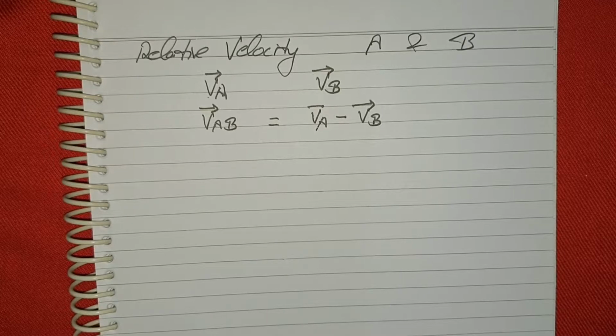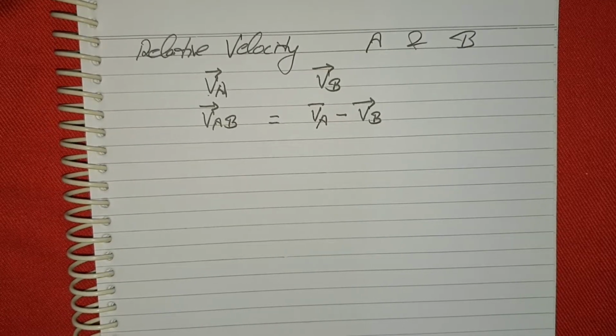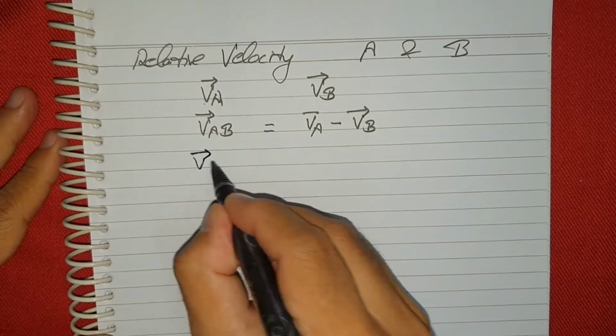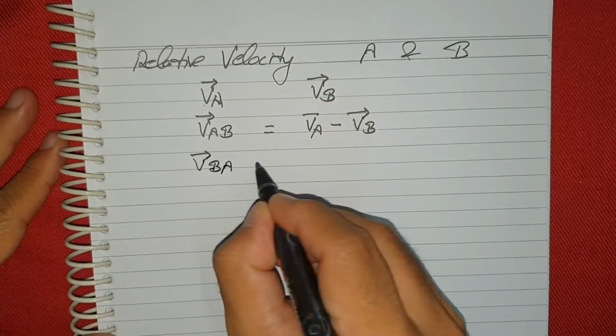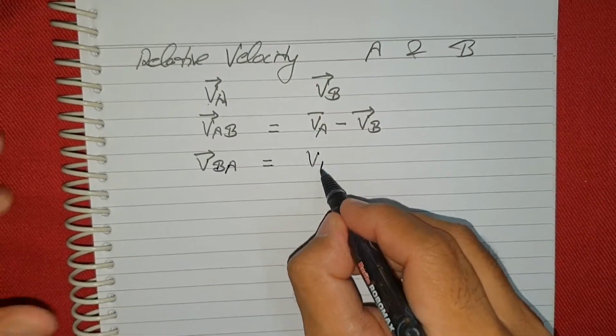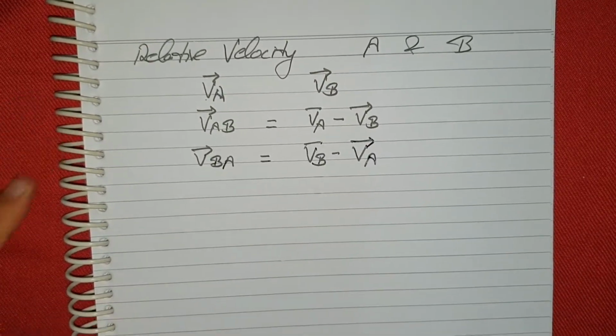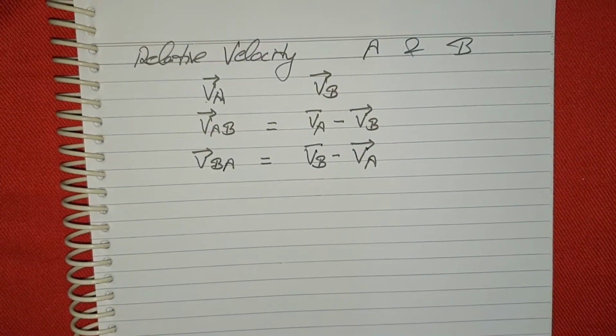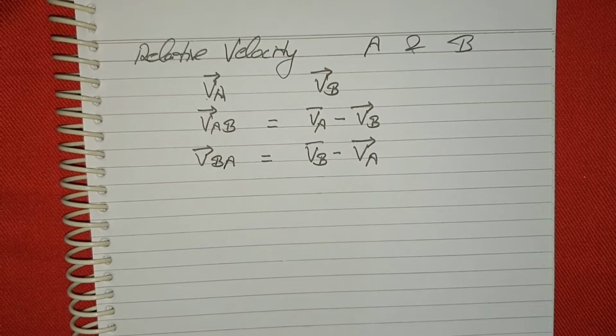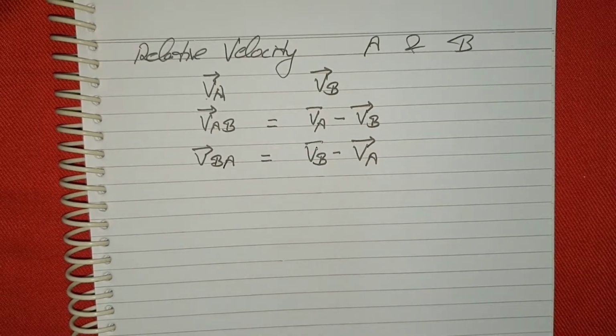Also, if we have to find the velocity of B with respect to A, that will be the velocity of B minus the velocity of A. Velocity of B minus the velocity of A, that is the relative velocity. Hence, now we will be discussing some examples.